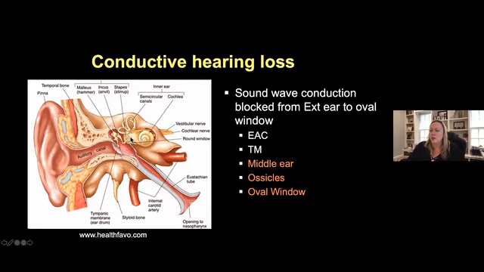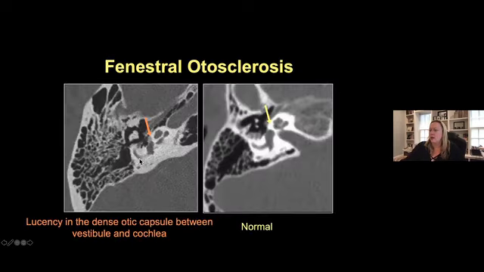So conductive hearing loss is sound wave conduction that's blocked anywhere from the external ear to the level of the oval window. And in our role, clinicians can usually see external auditory canal or TM pathology. They want us to talk about the middle ear, the ossicles, and the oval window in the setting of conductive hearing loss. So again, here's our case, fenestral otosclerosis, very subtle lucency in the dense otic capsule between the vestibule and the cochlea.